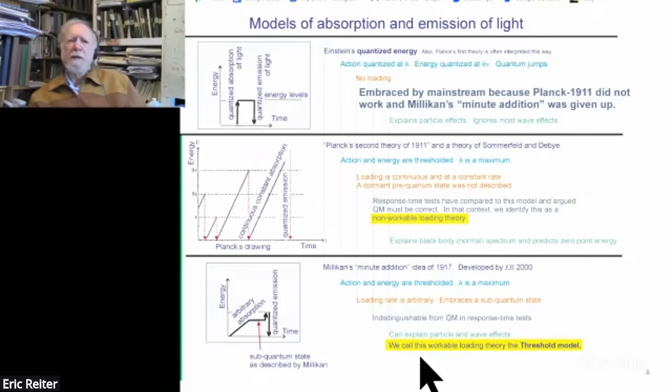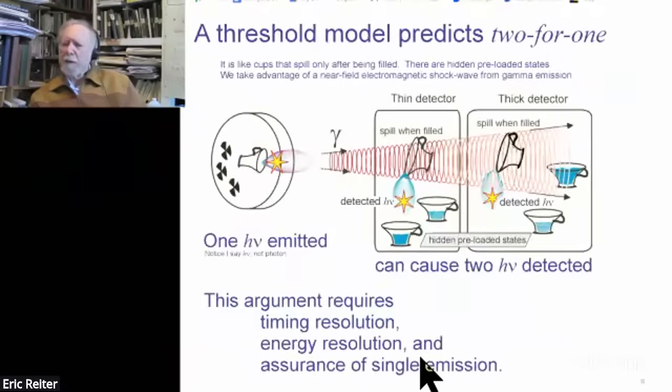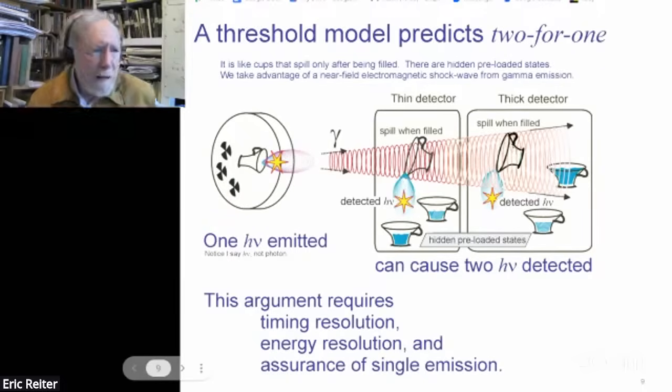In history books, they'll call it the loading theory. In your textbooks, they call it an accumulation hypothesis. So what I'm getting at is this model of how it acts like cups, and people often don't understand what I'm talking about with the cups.